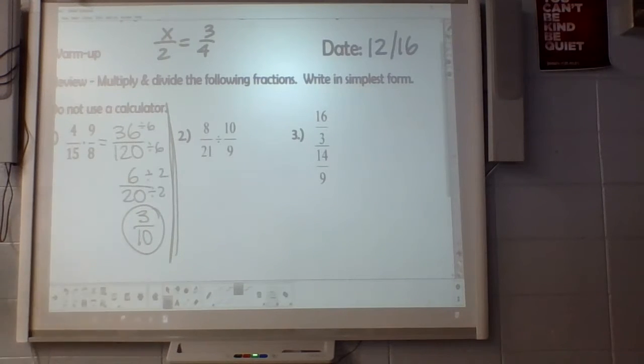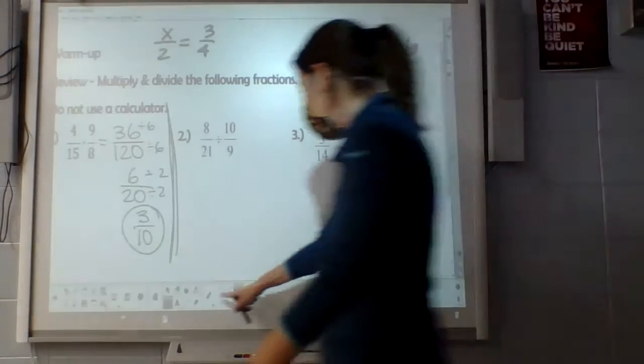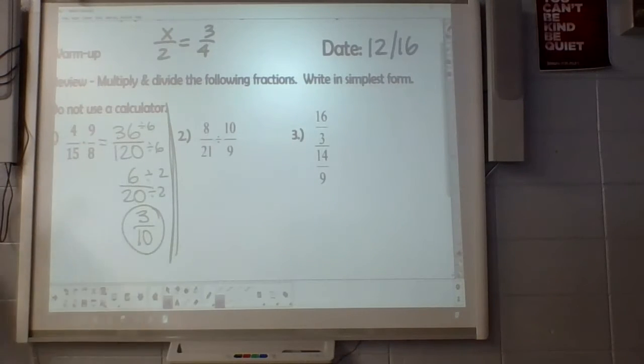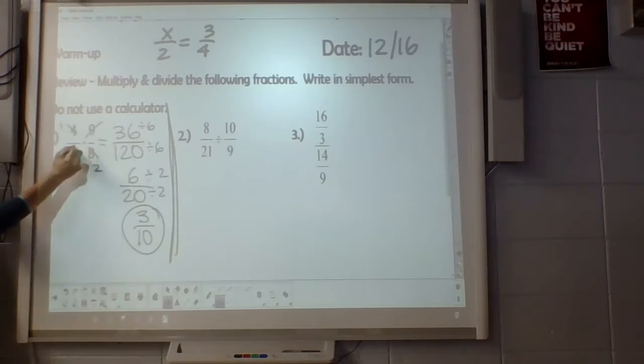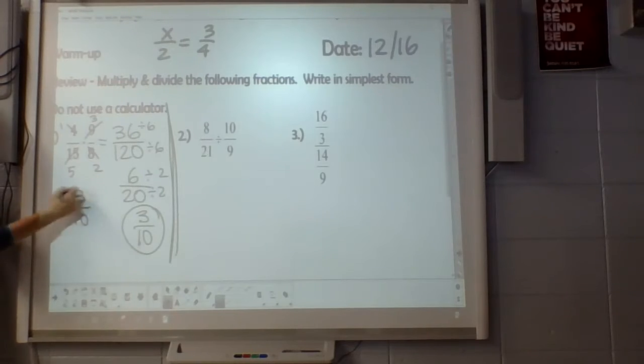Okay guys, does anyone know another way to get to this other than that? I just don't know how to explain it in English, but you can like cancel. We cancel the 4 and the 15 and the 9. So what she said was we can kind of cancel diagonally. So 4 and 8 can both be divided by 2, or 4. So this would become a 1 and this would become a 2. The 9 and 15 can both be divided by 3. And then we can multiply what's left. So 1 times 3, 5 times 2. So we get the same answer.